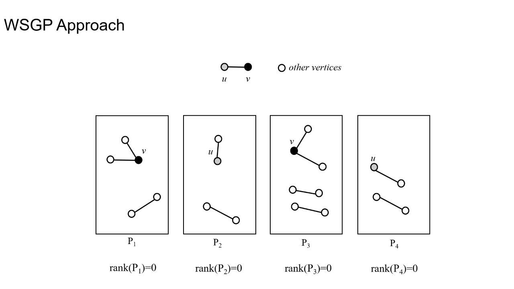So this is an example to show how WSGP works. The incoming edge UV has vertices U and V, which have already been assigned to multiple partitions. For Oblivious, the edge UV will be assigned to partition 2 or 4 because the load is the least. And for HDRF, the edge UV will also be assigned to partition 2 or 4 because the degree of vertex V is higher. So HDRF replicates the vertex V to partition 2 or 4.